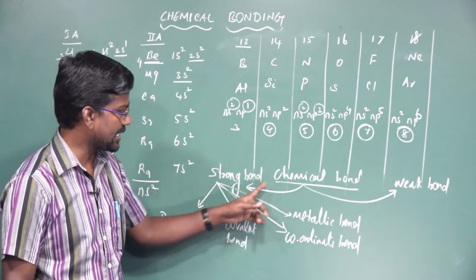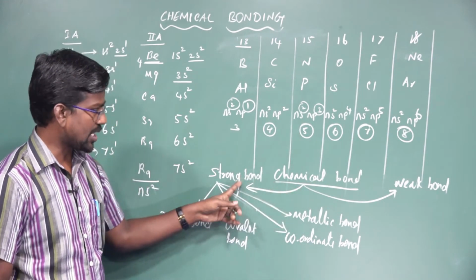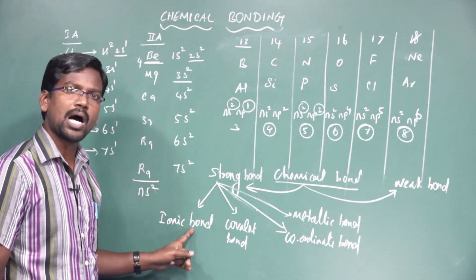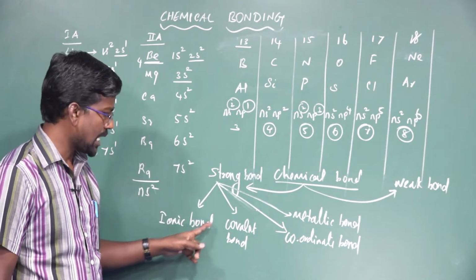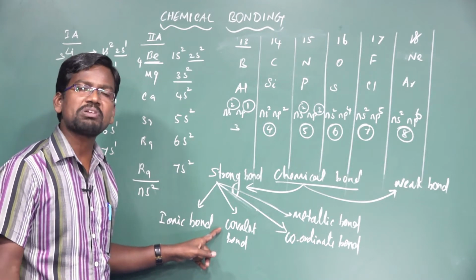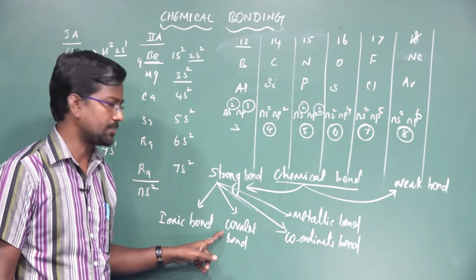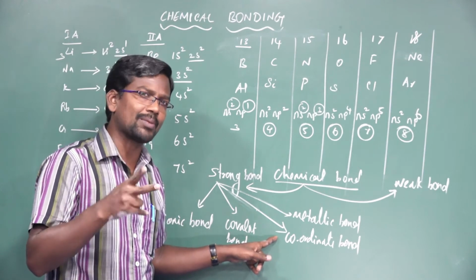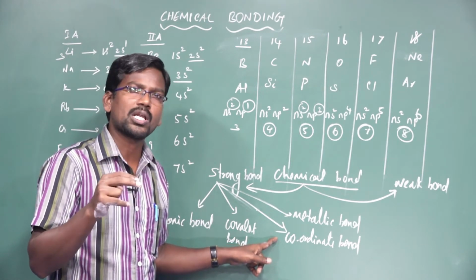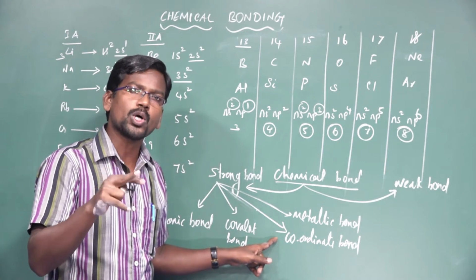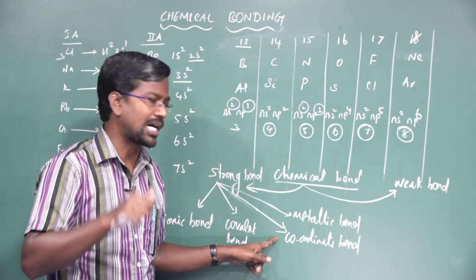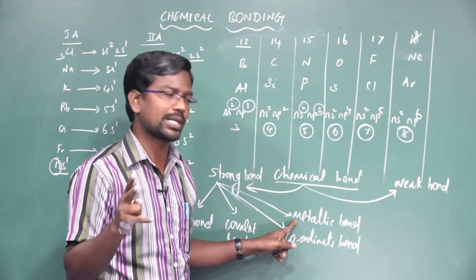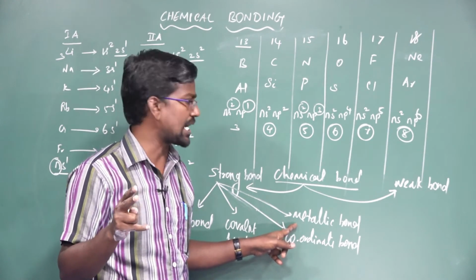Chemical bond is mainly classified into two types. One is a strong bond, another is a weak bond. Strong bond consists of the ionic bond, the bond formed between two ions. Another is the covalent bond, mutual sharing of electrons between two atoms. Coordinate bond, the bond formed between two elements. The bond contains totally how many electrons? 2 electrons. Both electrons are donated by any one of the atoms. Metallic bond, the bond formed between two metals, is known as a metallic bond, and exists mostly in alloys.